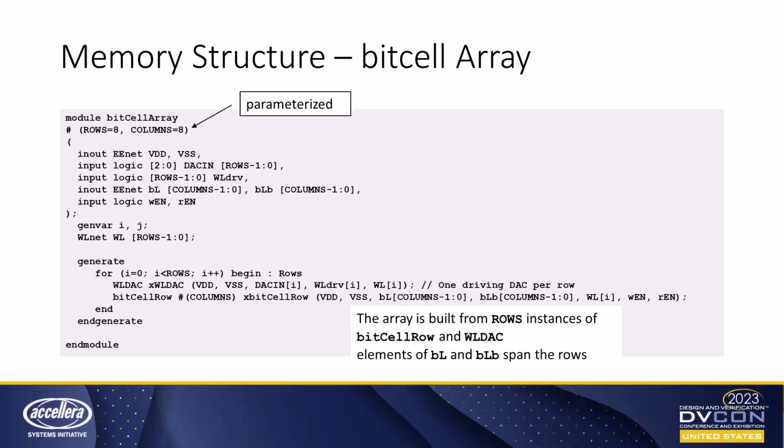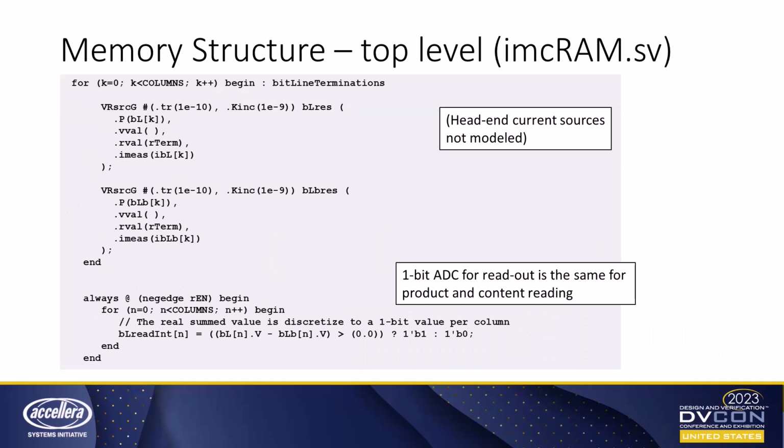And then we build up those rows to make an array. You can see there we pass in the parameter of row and column. And of course, the columns just gets passed on to the row element. And the row elements get instantiated here, along with a DAC to drive that single word line, and all the word lines. Then the DAC inputs get indexed by row with the genvar. The bit line input drive is assigned by column.